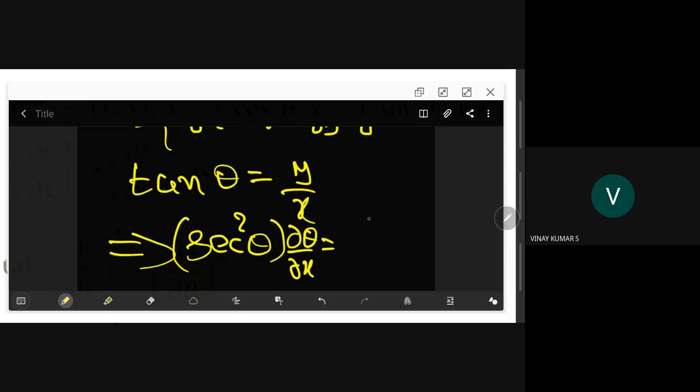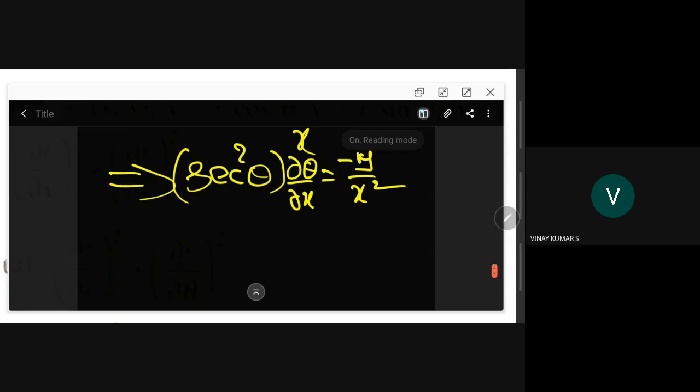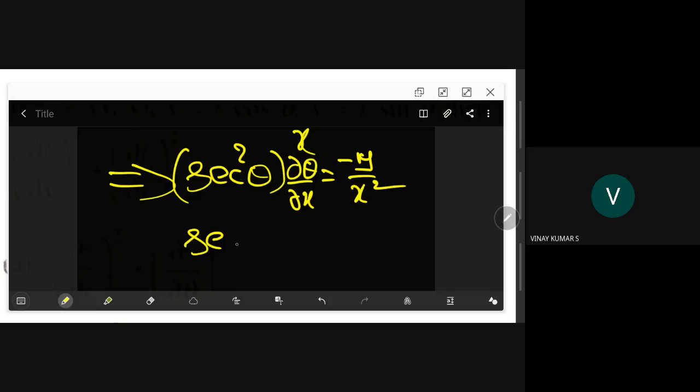So minus 1 by x square. So minus y by x square will come here. And similarly with respect to y, if you do, secant square theta ∂theta/∂y is equal to 1 by x. That will come.